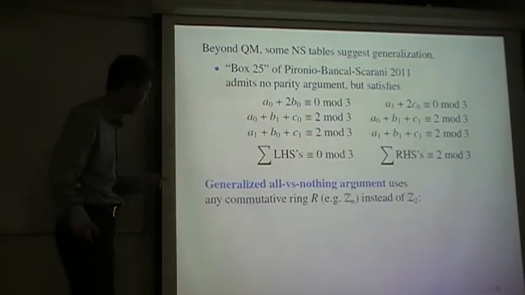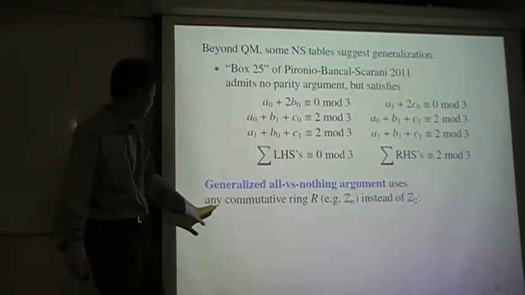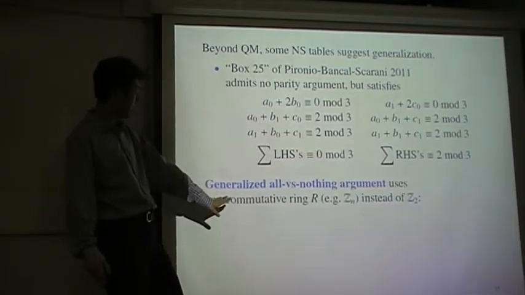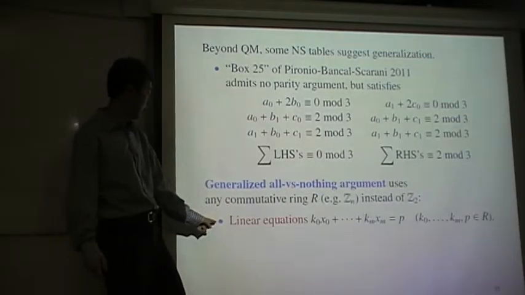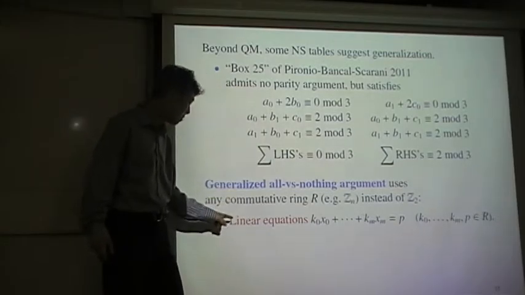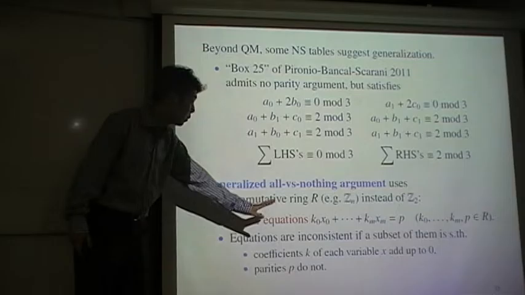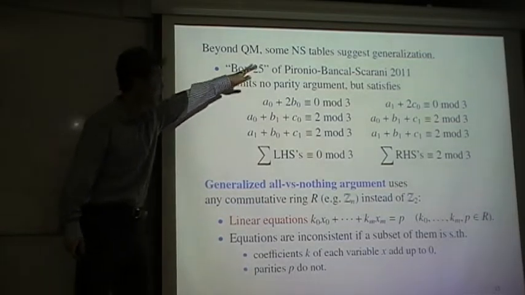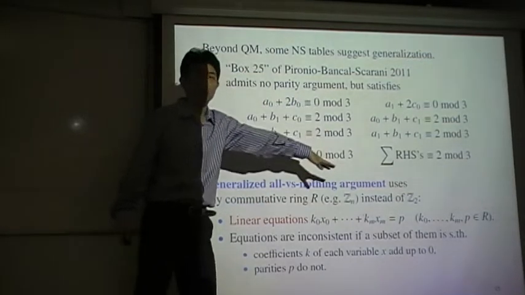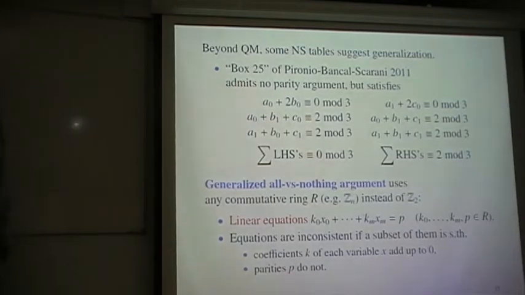So let's generalize. The generalized all versus nothing argument uses any commutative ring with unit, and then you write linear equations using those coefficients, and the equations are inconsistent if the left-hand side cancels out, but the right-hand side does not. So this is the generalized all versus nothing argument.